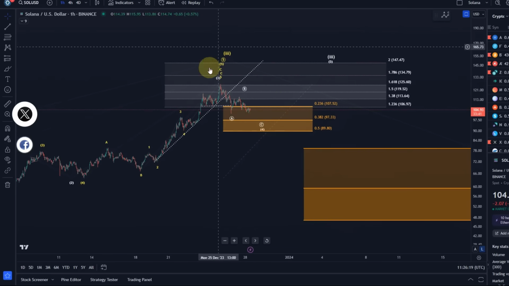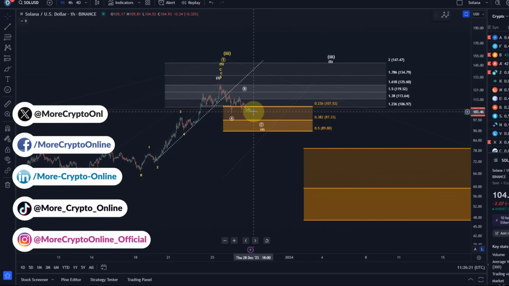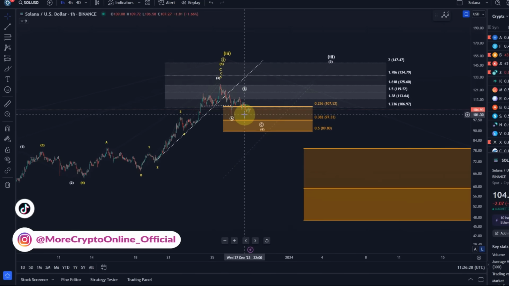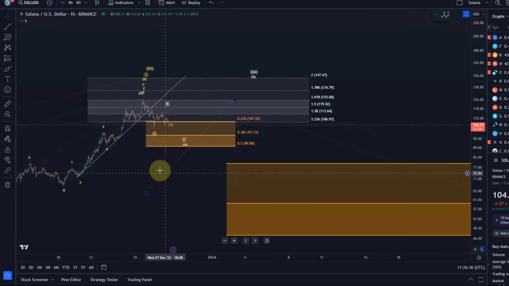Not too much happened. Solana is basically just trending down slowly. In my opinion, it looks like a corrective move to the downside, so not really impulsive yet. It doesn't give us any clues that it wants to break below the first line of support.